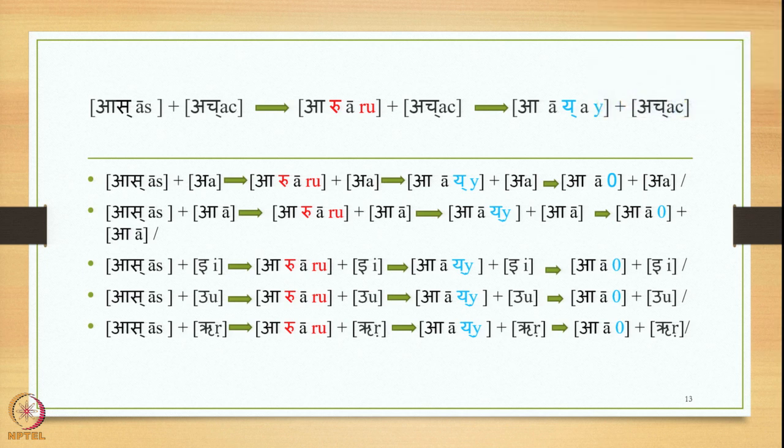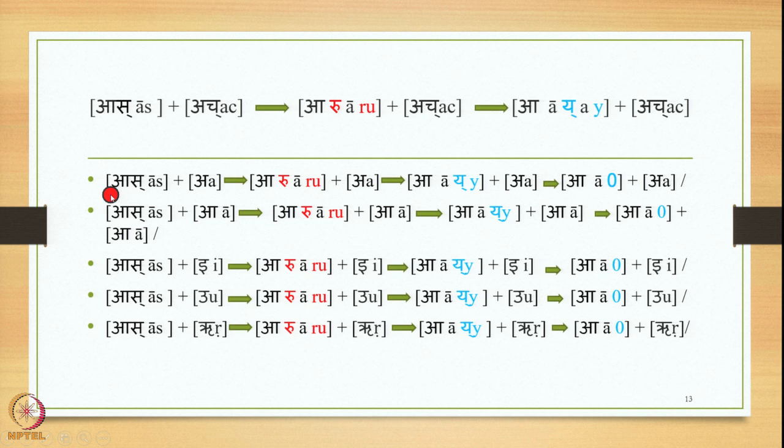First we take the examples where ach is the right hand side environment. So we have as plus ach as the basic input. This sa gets substituted by ru, so we have aru plus ach, and this ru gets substituted by ya, so we have I plus ach, and then this I plus ach becomes the input. Then what happens? Then this ya gets substituted by zero optionally. This is what this particular set of template examples states.